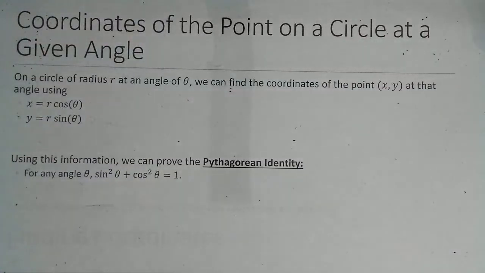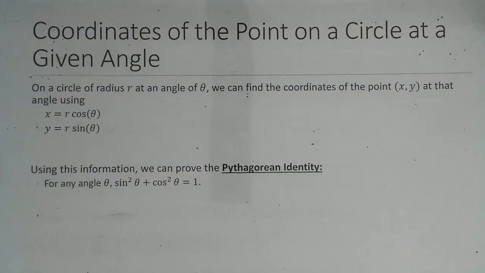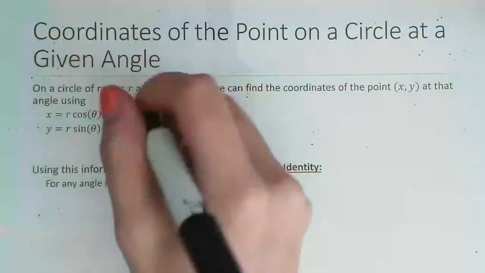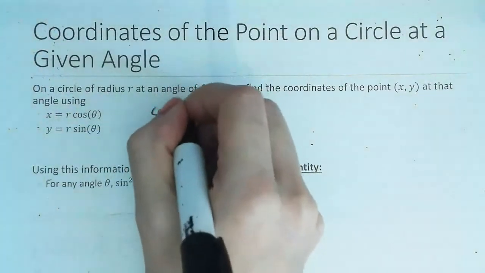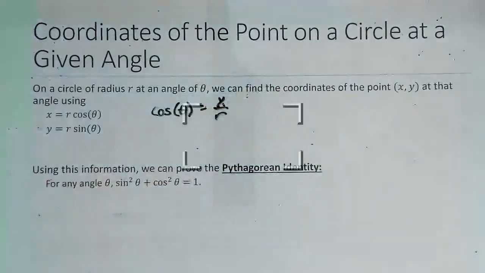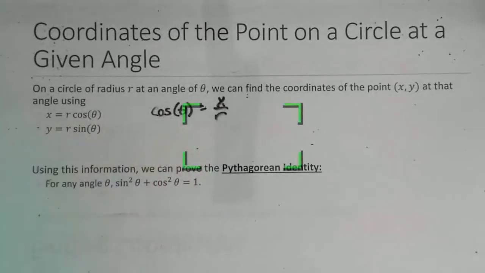So far we've been using a point on the unit circle, and that makes life a lot easier. But if we're looking at a circle of radius r, then that means we can use any circle. On a circle of radius r at an angle of theta, we can find the coordinates of the point x comma y at that angle using x equals r times the cosine of theta and y equals r times the sine of theta. The reason for this, remember, the cosine of theta is equal to x over r. So if we multiply the r value over, then x is equal to r times the cosine of theta. Same thing for y equals r sine of theta.